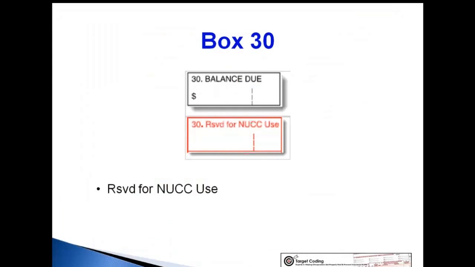25 is your tax ID number or your Social Security number. 26 is your own internal patient account number. 1, 2, 3, 4, A, B, C, D, X, Y, Z, whatever you use as your patient account number, that's in 26. 27, do you want the checks to come to you? If yes, check yes. If you are a cash practice and the patient's paying you and you want the insurance company to send the check to the patient, then check no to box 27. 28, the total charge. 29 is the amount paid. 30, we have a change here. The old form said balance due. The new form, reserved for NUCC use. So leave 30 blank.